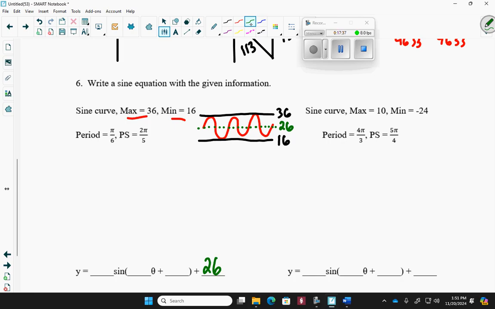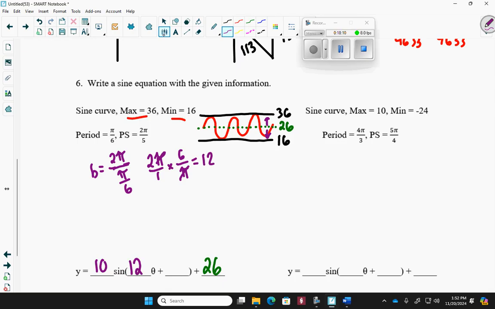Remember, the amplitude is the distance from the midline up or the midline down, depending on how you want to look at it, and that's going to be 10. Now in order to find B, remember, B is 2 pi over the period. Well, the period is pi over 6, so we're dividing by a fraction, so keep, change, flip. That would be 2 over 1 times 6 over pi. Pi's cancel out, and we're left with 12. Our B value is 12.